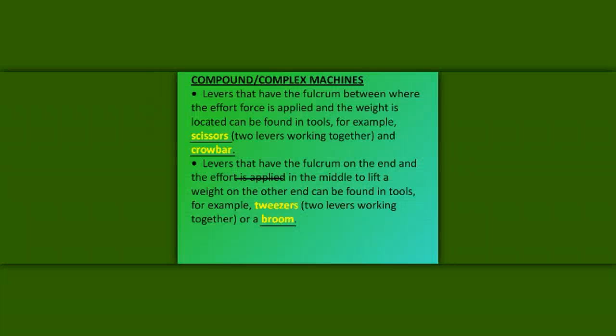Sometimes simple machines are added together to make a big compound or complex machine. Now, in South Carolina standards, a compound machine and a complex machine are the same thing. Basically, all you have to memorize is that a compound or a complex machine is something that is more than one simple machine added together.